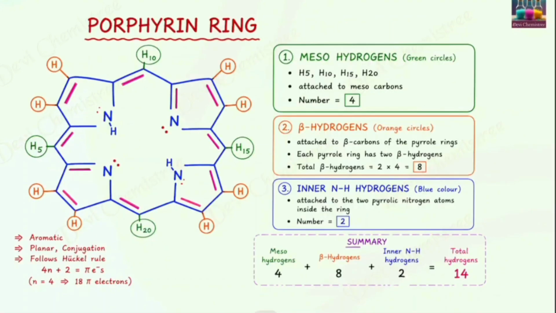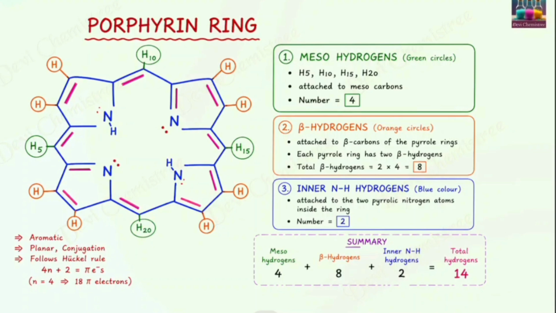Now we will see the different types of hydrogen in the porphyrin ring. Initially, the structure of the porphyrin ring may look a little complicated, but in this diagram, I have shown the different types of hydrogen in different colors so that it becomes easy to read. Porphyrin ring has 3 types of hydrogen. One is called meso hydrogen, the second is beta pyrrolic hydrogen, and the third is the inner NH hydrogen.